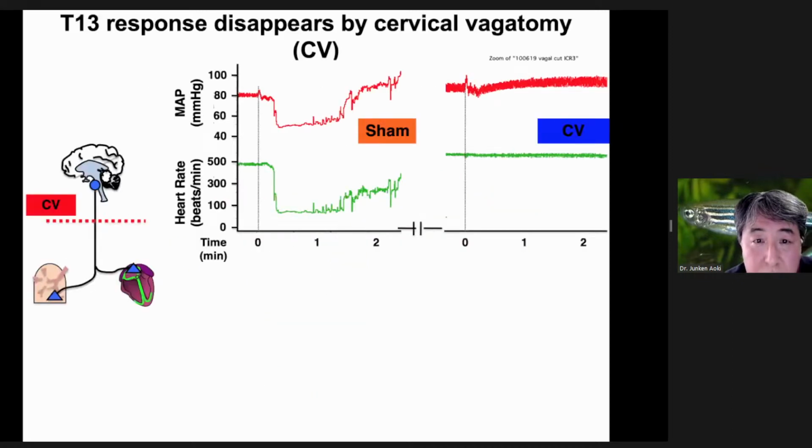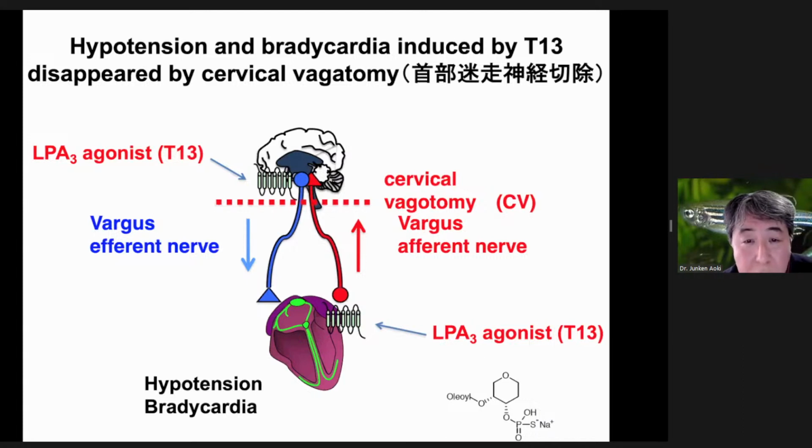If we don't cut the vagal nerve, the T13 pharmacological effect was observed as decreased blood pressure and heart rate, which were never observed after the vagotomy. So this indicated that the T13 effect was mediated by the activation of the vagus nerve.